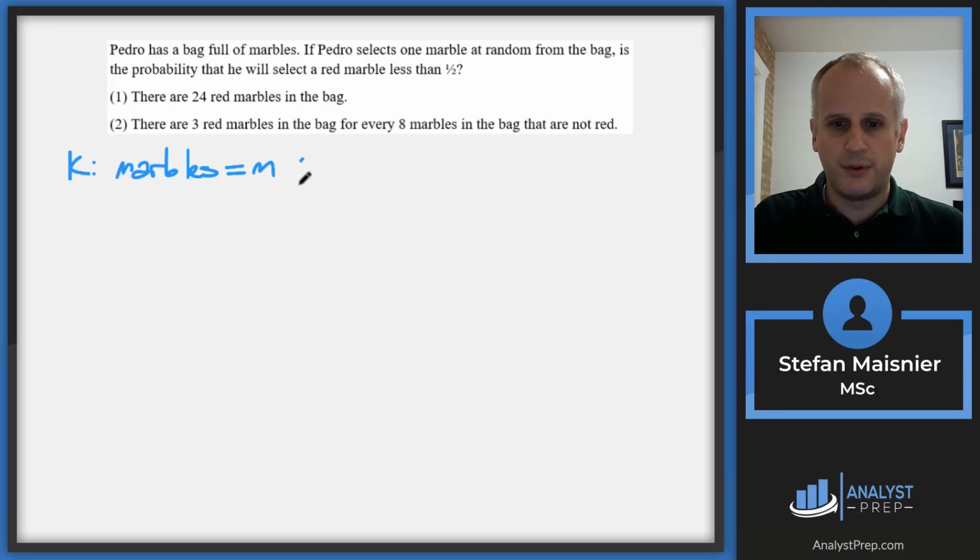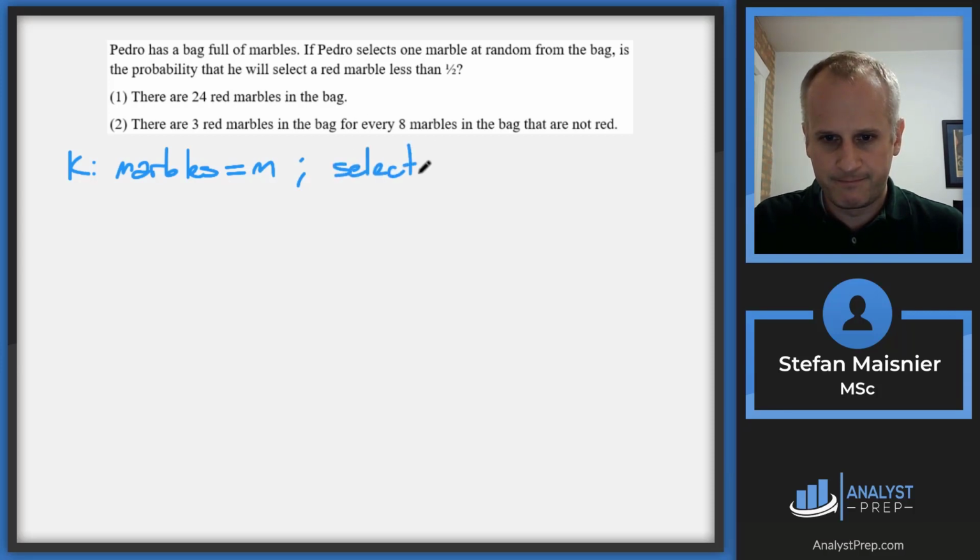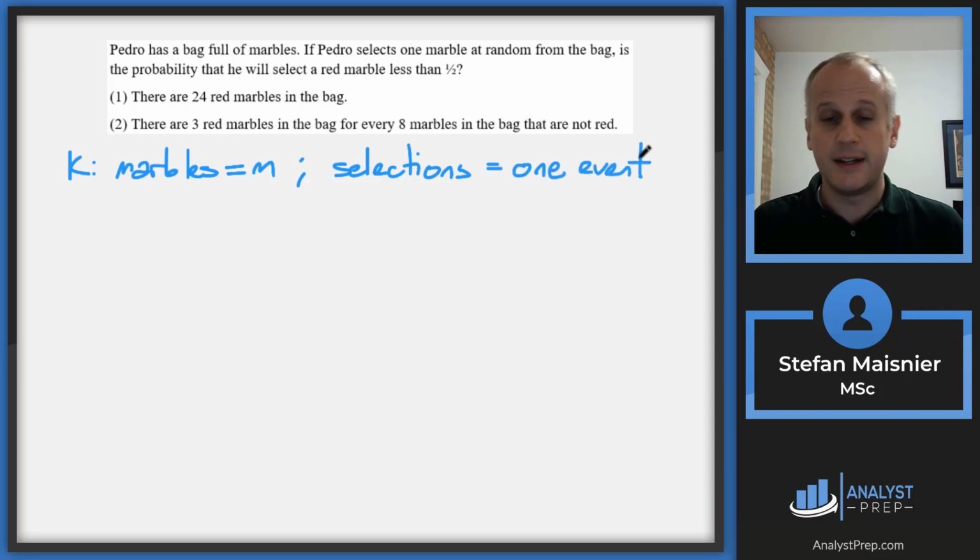Then we're told that Pedro is going to select one marble at random from the bag. So selections is equal to one event, because again, we know that we're not going to have to necessarily do any multiplication at this point just because there is a single event when it comes to the probability.